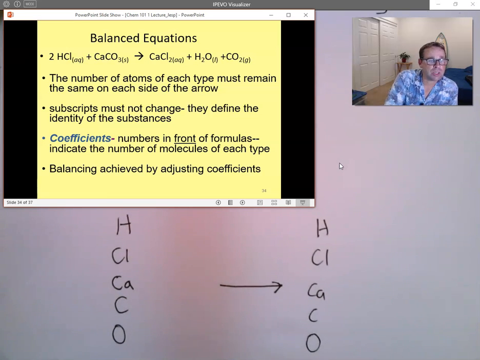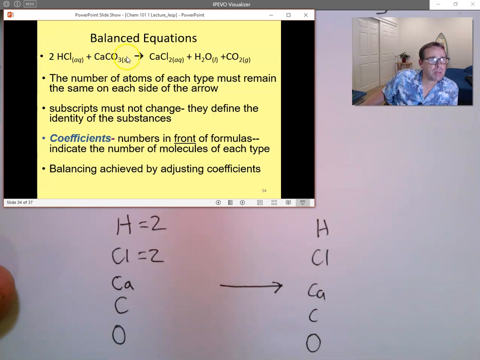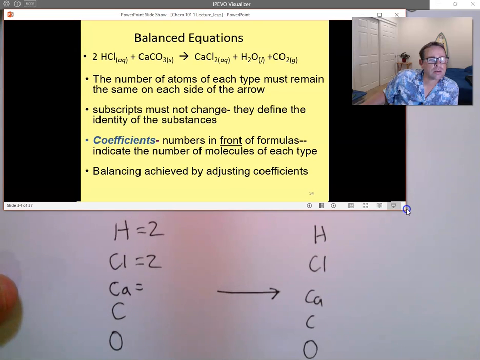Now let's see that the numbers of each of them are the same. How many hydrogens do we have on the left side of the equation? 2. That's right, because this 2 in front means we have 2 of these HCl's. Very good. How many chlorines do we have on the left side of the equation? 2. Very good. How about calciums? 4. No, on the left side of the equation, we just have in this compound here, right? And this is 1 Ca, 1 C, and 3 oxygens, right? So there's just 1, right?